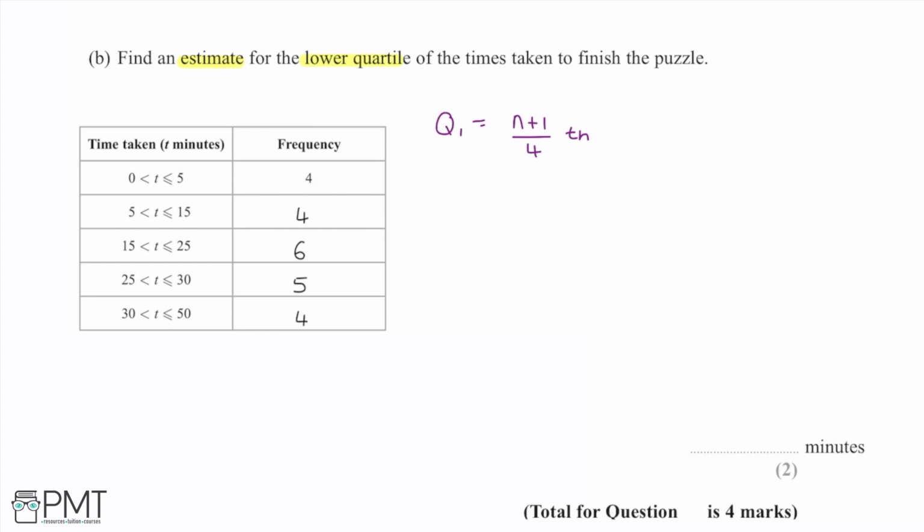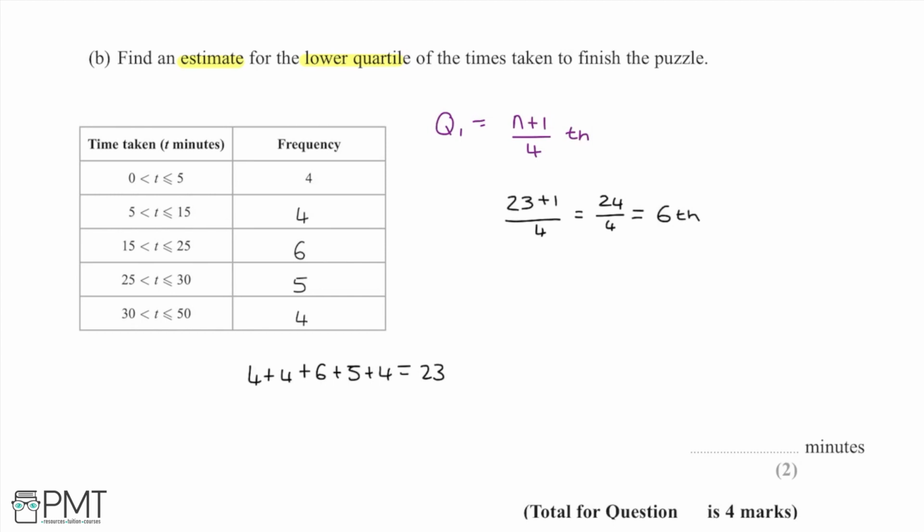So if we add all of the frequencies together, so 4 plus 4 plus 6 plus 5 plus 4, we get to an answer of 23. So in order to find the lower quartile, I'm going to take 23, add 1 and divide that by 4. So that's 24 divided by 4, and that means I want the 6th piece of data.